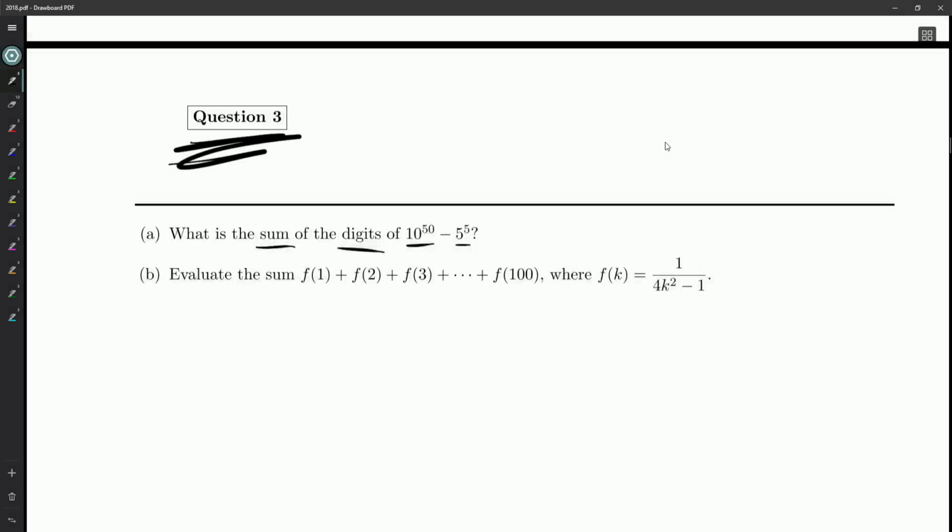Let's get on to B part. Evaluate the sum f1, f2, f3, all the way up to f100, where f of k is equal to 1 over 4k squared minus 1. Now, this question, it's not as weird as it might seem.